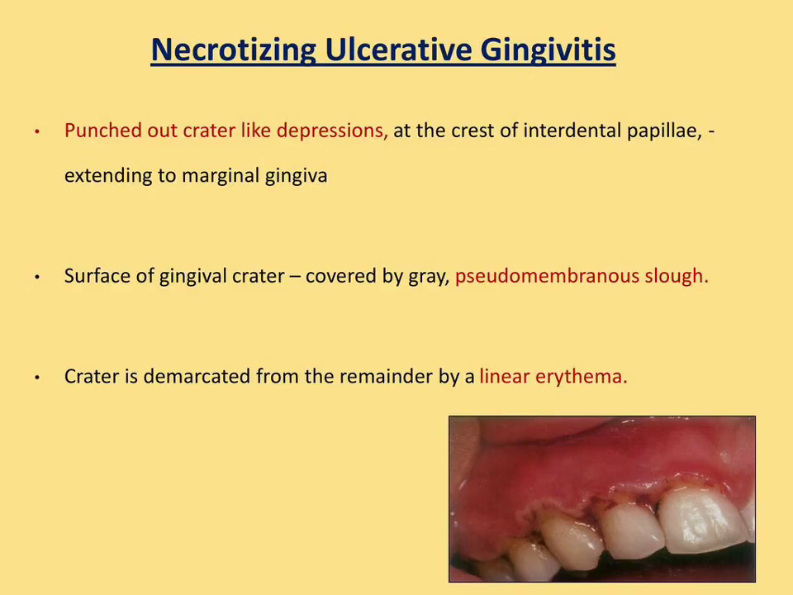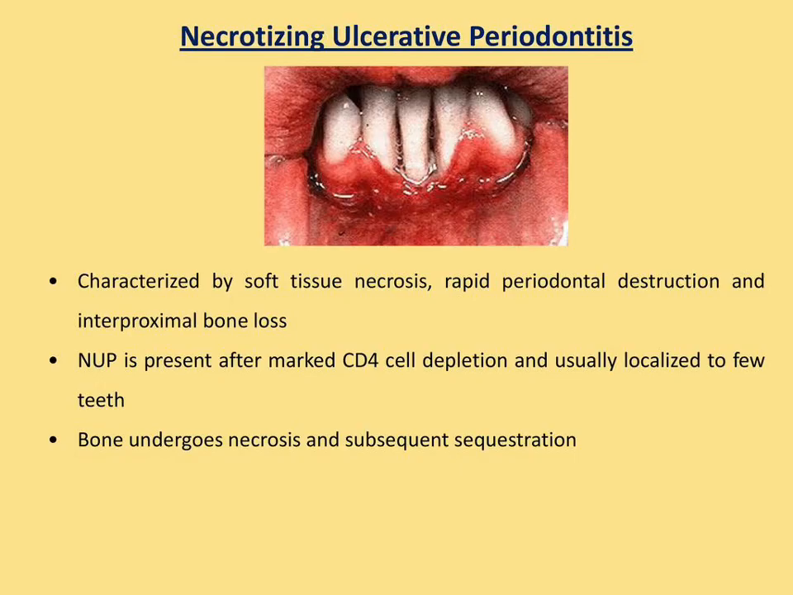In necrotizing ulcerative gingivitis, a punched-out, crater-like depression at the crest of the interdental papilla, extending to the marginal gingiva, is commonly seen. The surface of the gingival crater is covered by a grayish pseudomembranous slough. The crater is demarcated from the remainder by a linear erythema.